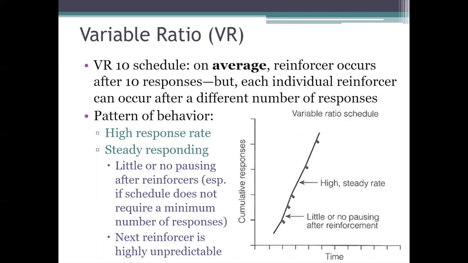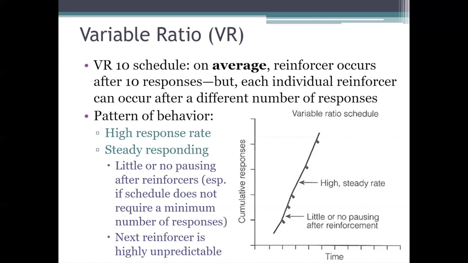So, for example, if a telemarketer is getting reinforced for making phone calls on a VR10 schedule, then that would mean that on average, they have to make 10 phone calls before they make a sale. But sometimes they might make sales on back to back calls, and other times they might go 20 or 30 calls without a sale. So at the end of the day, they might wind up having made sales on 5 out of 50 calls or 20 out of 200 calls, so that they're making that sale on about 1 out of every 10 tries.